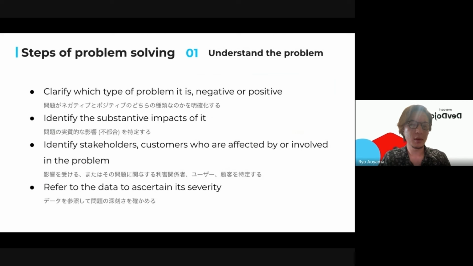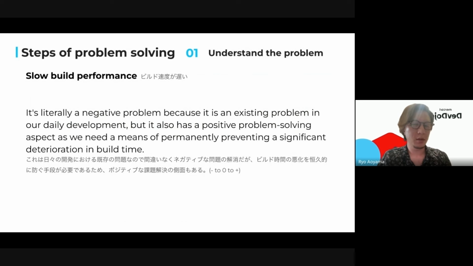And we also need to identify who the stakeholders or customers are who are affected by this given problem. It's important to also refer to the data to determine the severity of the given problem. This problem was an existing problem in just our daily development. So it's definitely a negative problem.